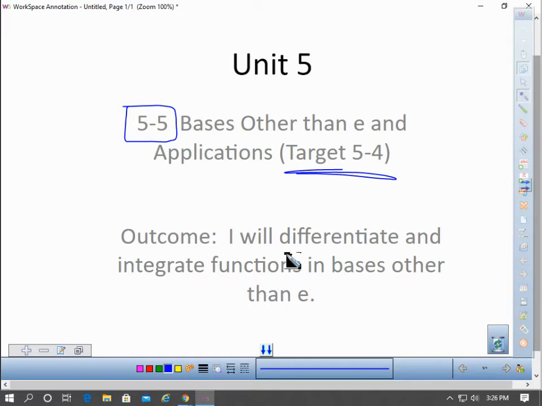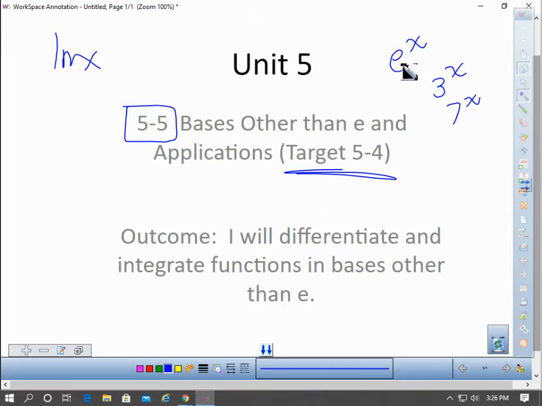So here's what I'm talking about. We've been dealing with natural log, and we've been dealing with e to the x up to this point, and finding derivatives of both of those. So we've done those as our targets 1 and 2. So we're going to do bases that are not e. So instead of doing e to the x, we're going to do things like 3 to the x or 7 to the x. So instead of having base e, our base is going to be some other number.